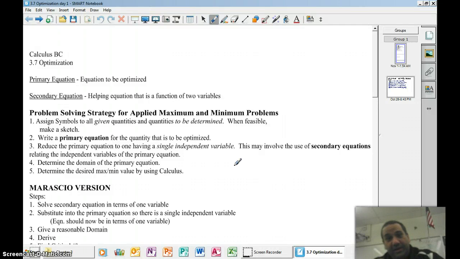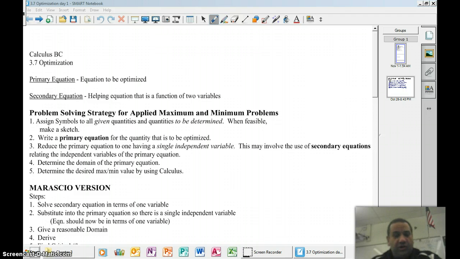Hey folks, it's me again, in the flesh, talking to you about optimization 3.7 in Calc BC here. The way we do optimization is kind of bringing another meaning to the derivative. We saw that it was a max or min on a graph. Well, here, these are what big businesses use derivatives for, to try and maximize sales or minimize the amount of fencing you need for something or maximize volume, things of that nature. When you're an engineer 5 years from now, hopefully you'll be using some type of optimization.